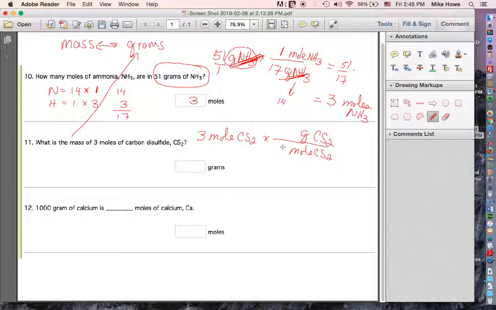All right, now we know that the number 1, I said in class, will always go with moles in this part of the course. So that's 1, and then we have to find the mass of CS2.